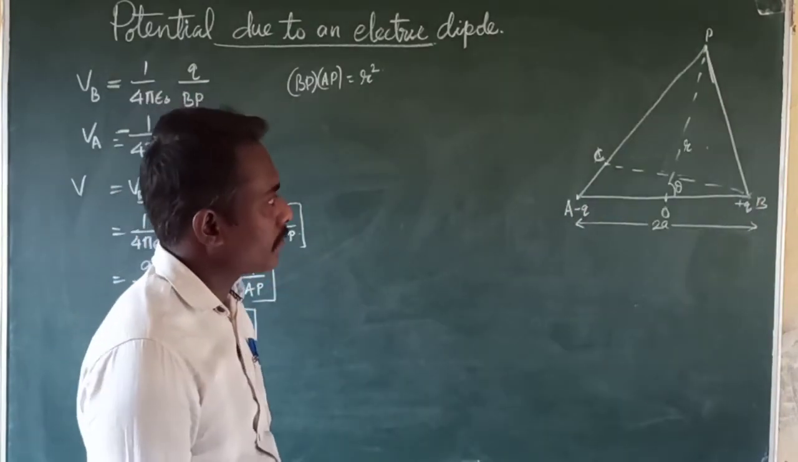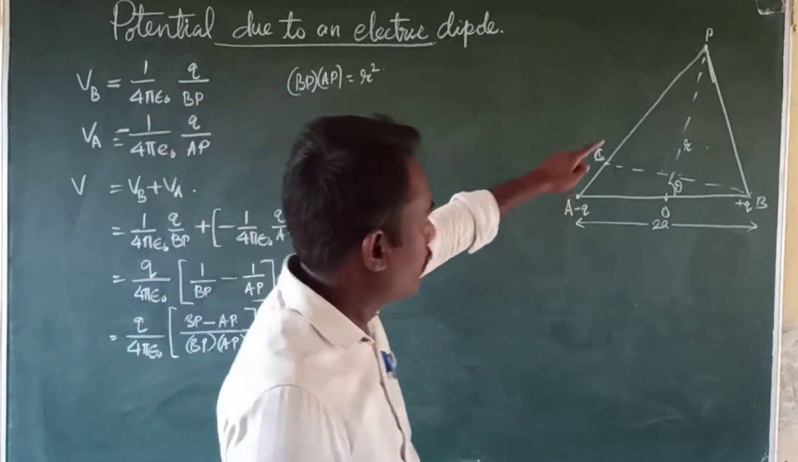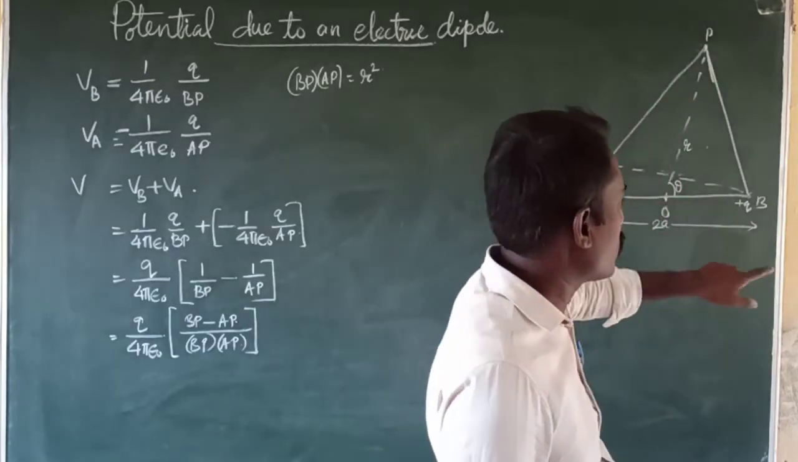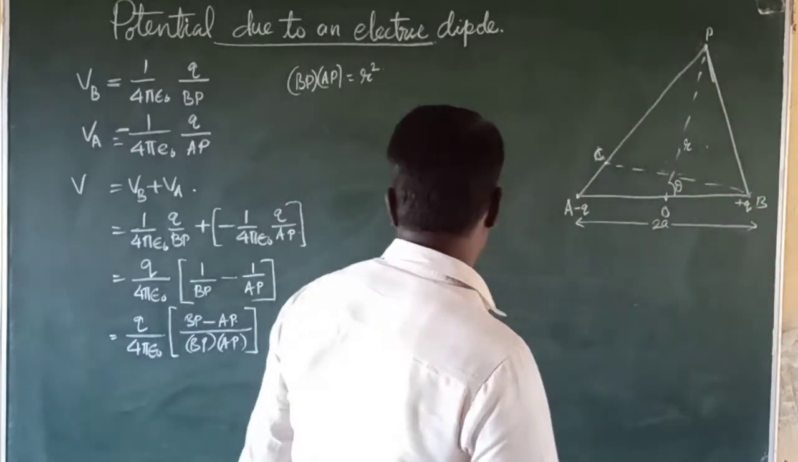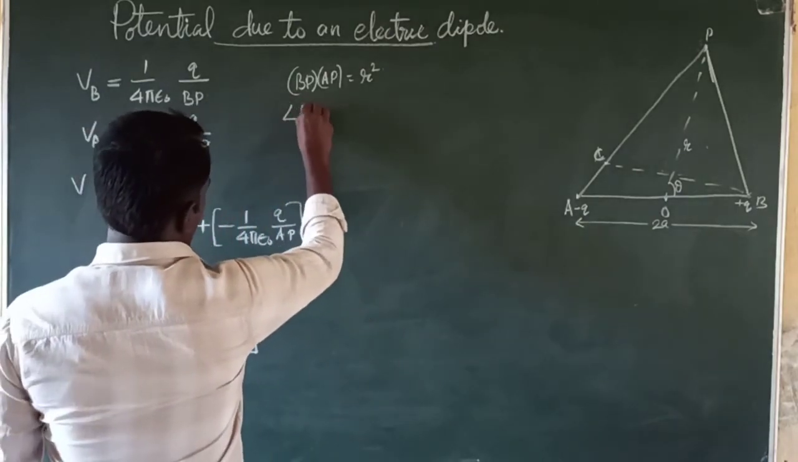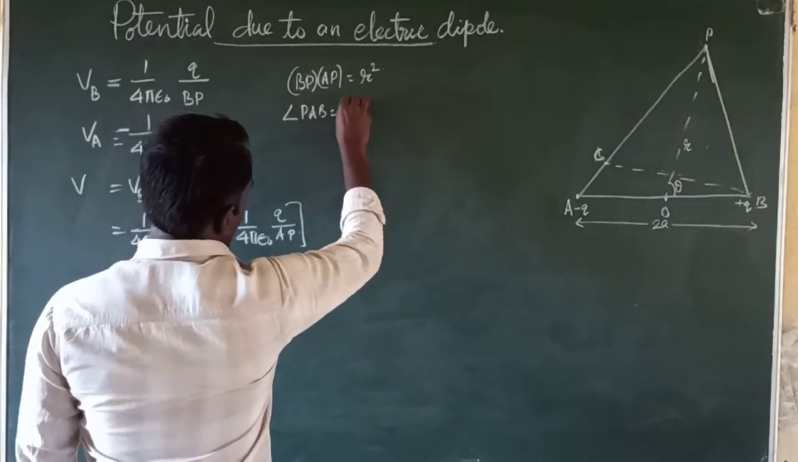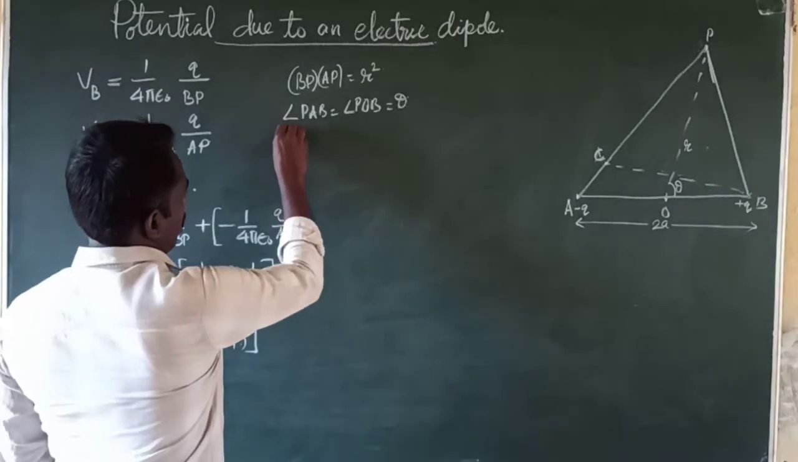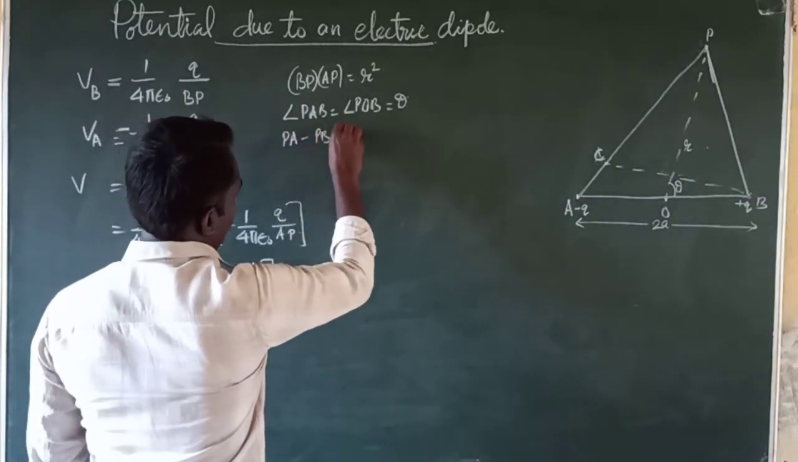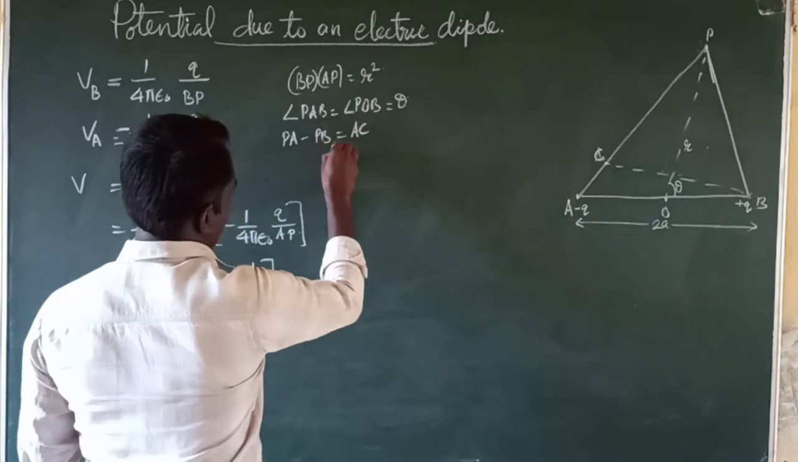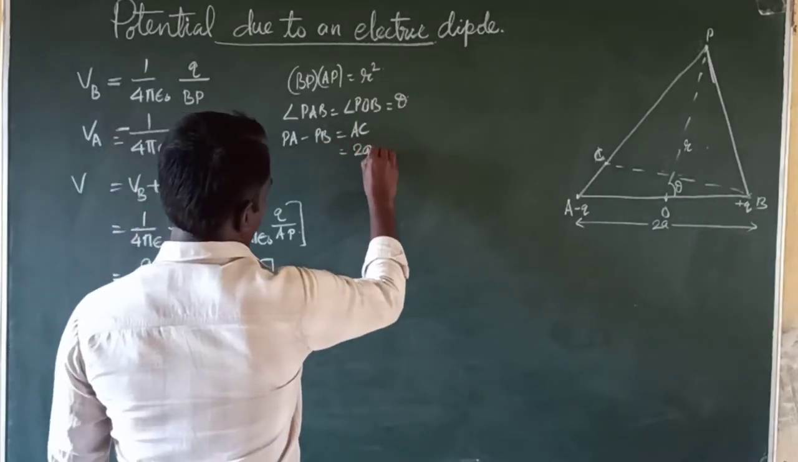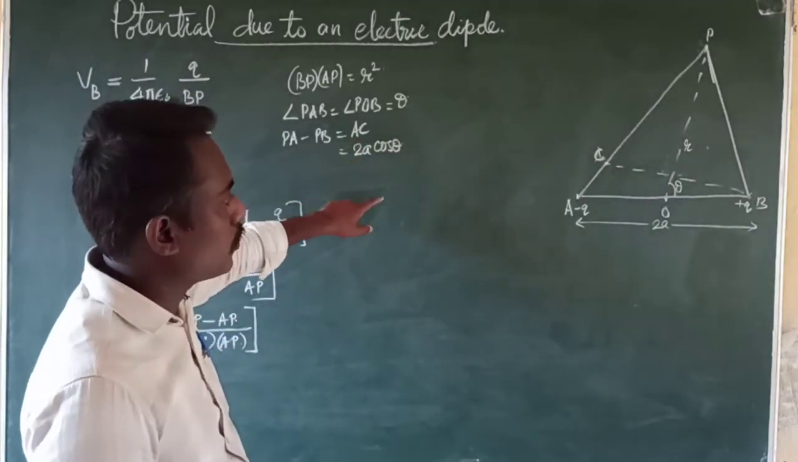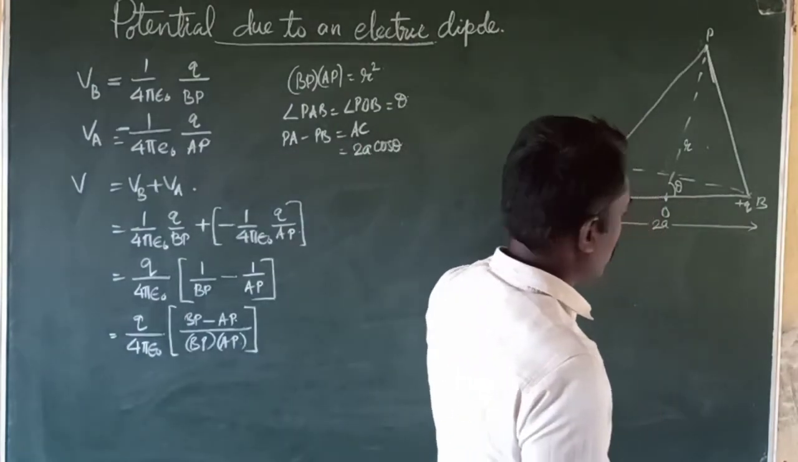Also the angle PAB is equal to angle POB, and the assumption is that it is equal to theta. PA minus PB is equal to AC, which is equal to 2A cos theta. Then AC is equal to 2A cos theta.